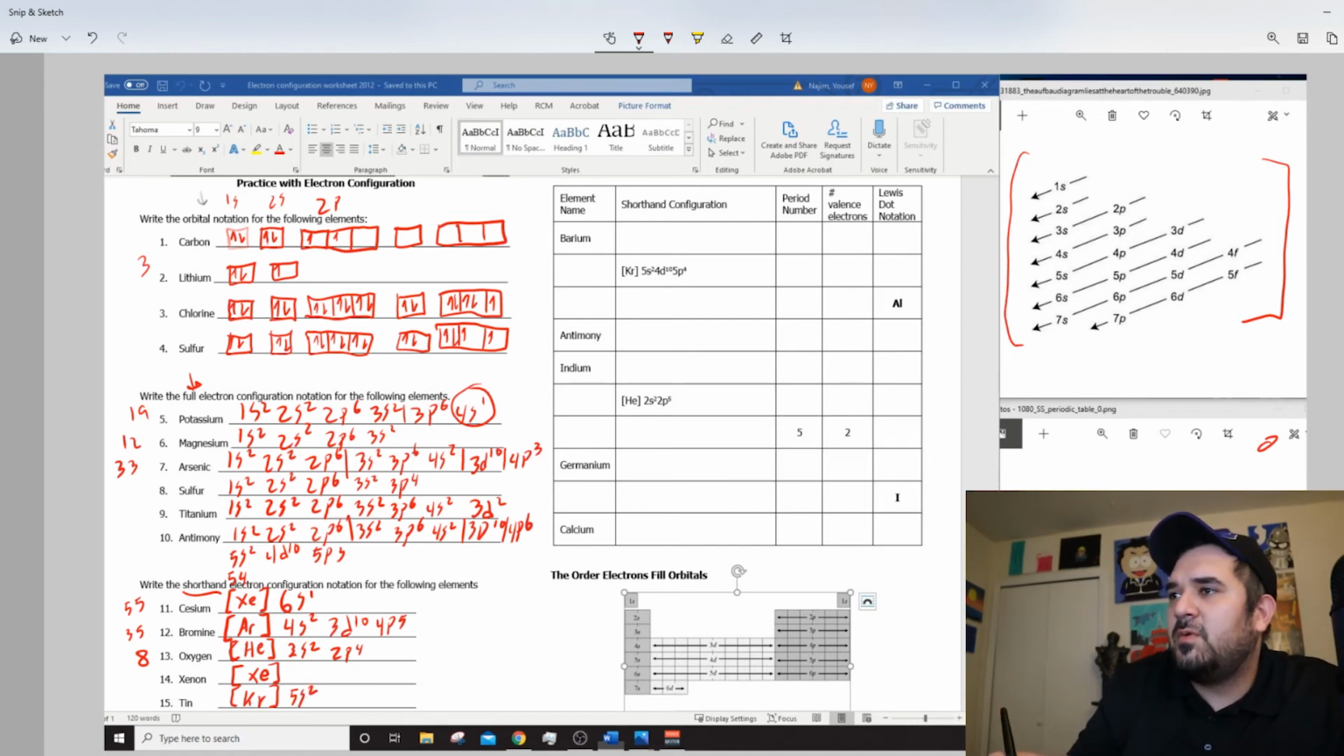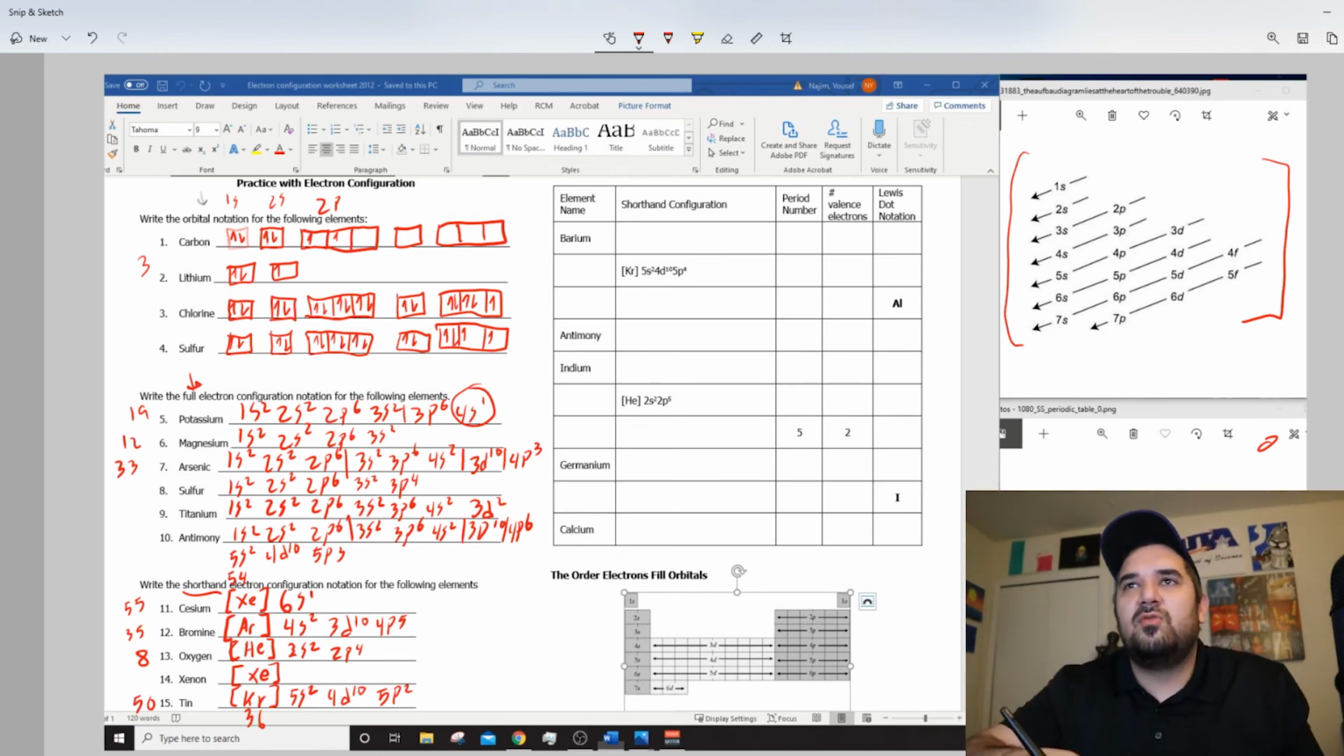After 5s2, we got 4d10. And then after 4d10, we have 5p. That's going to be 5p1, 5p2. All right, let's add these up. So krypton has 36. I'll write it over here, 36. And then plus 2, that's 38. Plus 10, that's 48. Plus 2, that's 50. And 50 is what we need for SN.